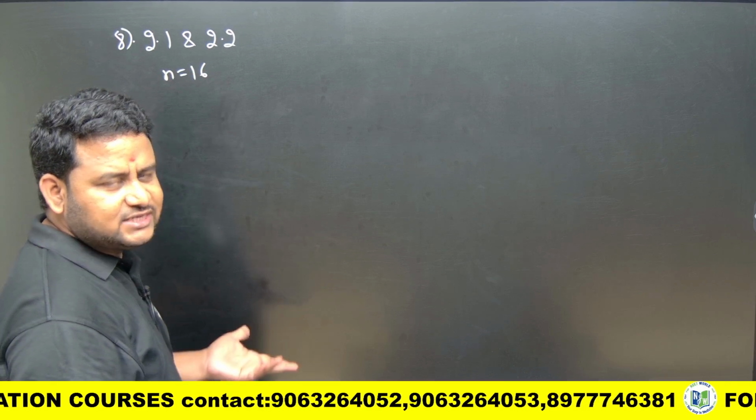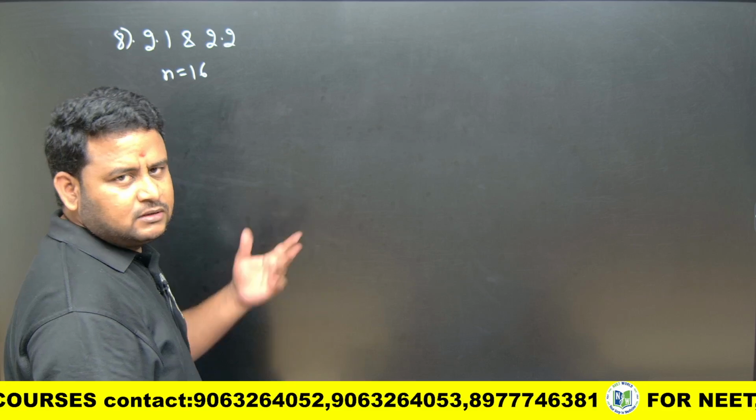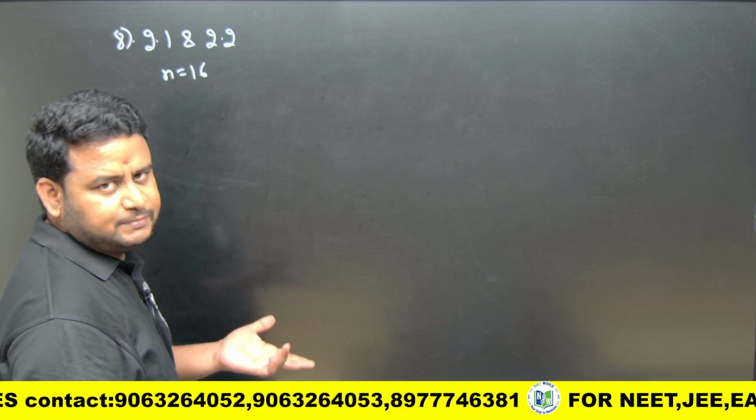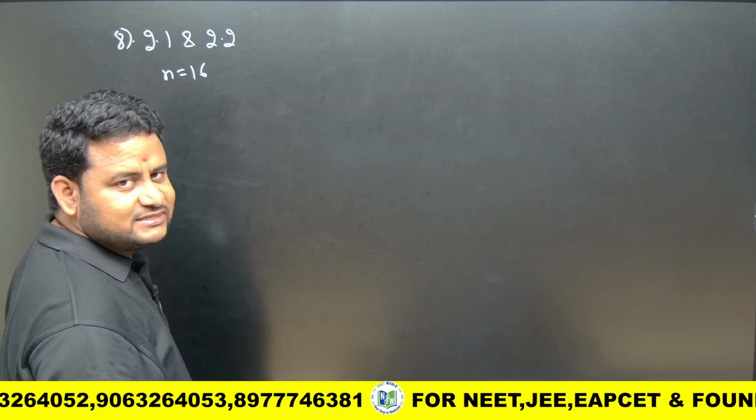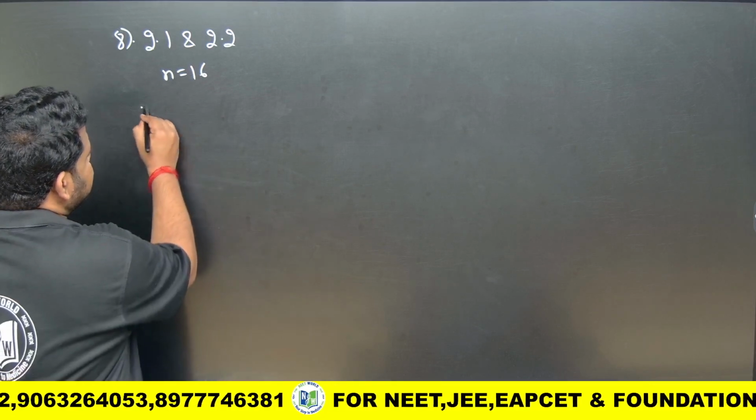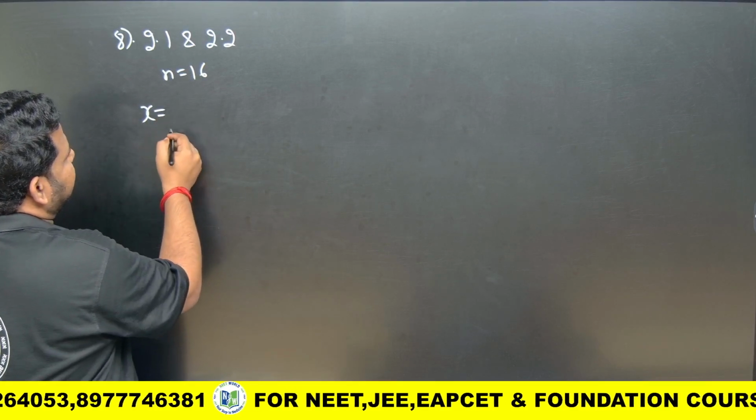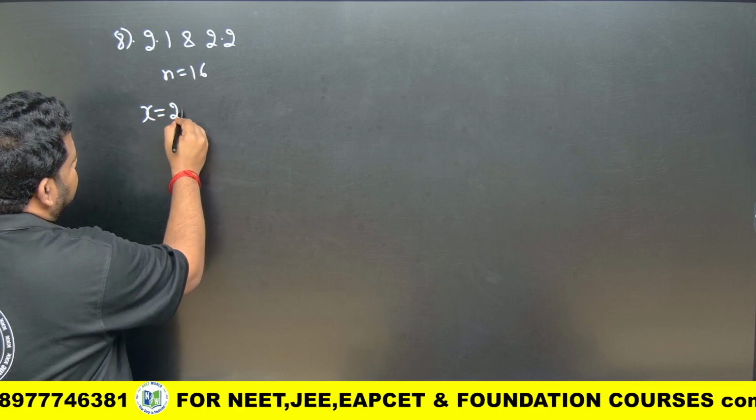Definitely we can find out easily, but here in this class I will be doing some rational numbers, not all 16. You can do that by yourself, but I will show you the method how to find 2.1 and 2.2 when n is 16. N is given as 16. So first, I should write x is equal to 2.1.